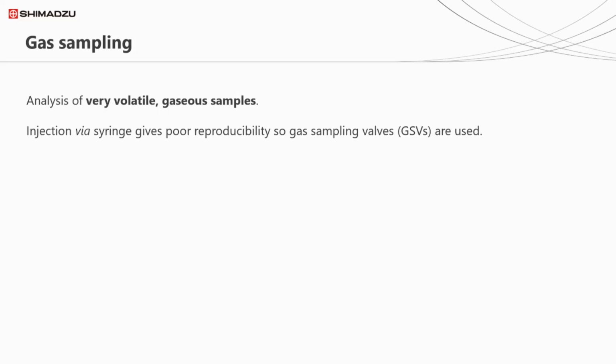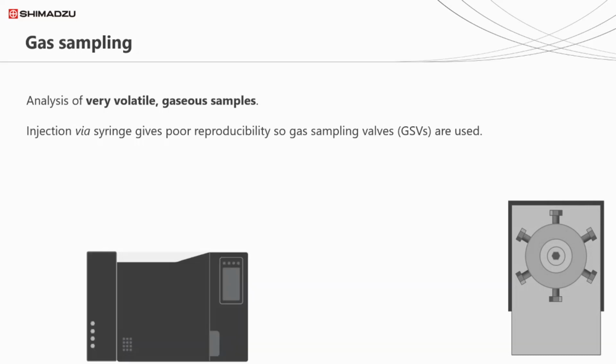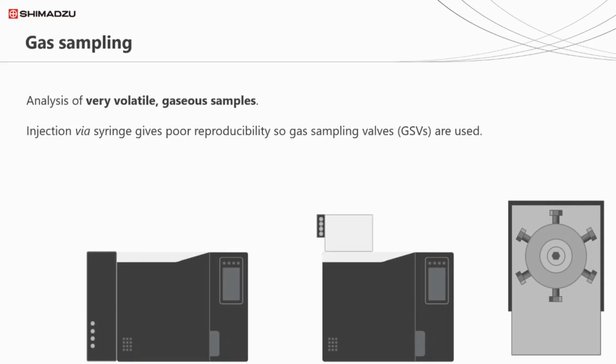For higher reproducibility, we use a gas sampling valve fitted with a fixed volume loop. This is the exact same hardware configuration that's used for loop-based headspace sampling. These valves come in a variety of forms, but often look like the schematic on screen, with 6 fittings. These valves tend to be housed in a heated enclosure next to or on top of the GC oven.